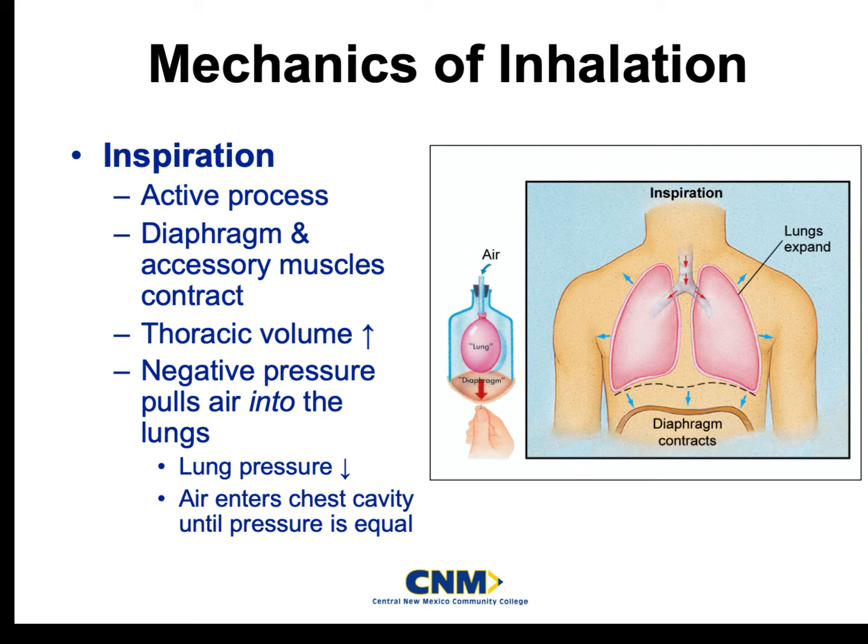The diaphragm and all the accessory muscles contract. Again, your accessory muscles are your abdominal muscles and your intercostal muscles. If you are very short of breath, it could possibly be your neck muscles as well. When we do that, we actually increase the volume in our thoracic cavity. Our negative pressure actually pulls air into the lungs just like a vacuum.